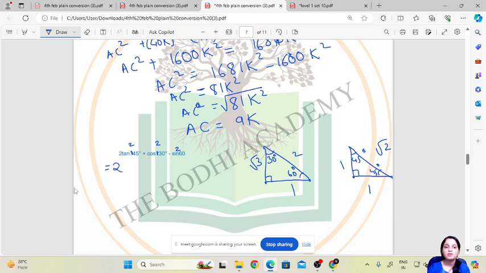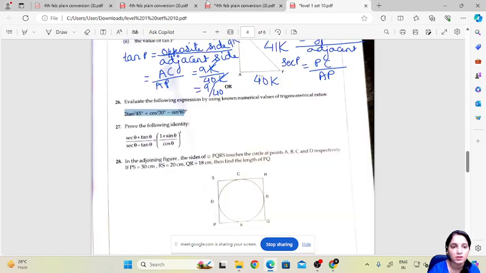2 tan square 45 degree is, see, tan of 45 degree is opposite upon adjacent, which is 1 square, plus cos square 30 degree is adjacent upon hypotenuse, which is root 3 upon 2 the whole square, minus sin square 60 degree is opposite upon hypotenuse, plus, and this minus gets cancelled, your answer is 2. Then the identity.